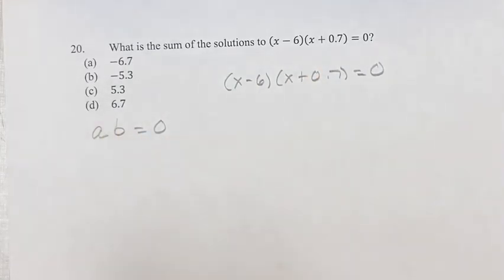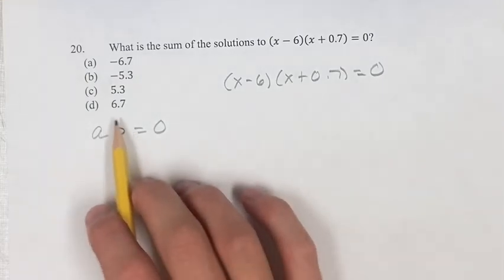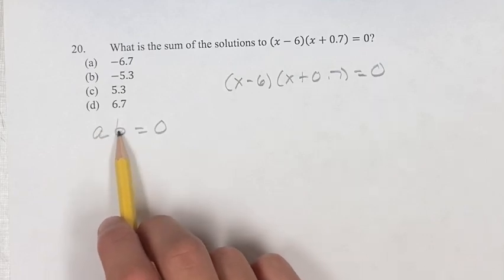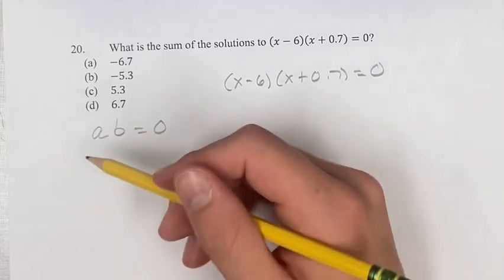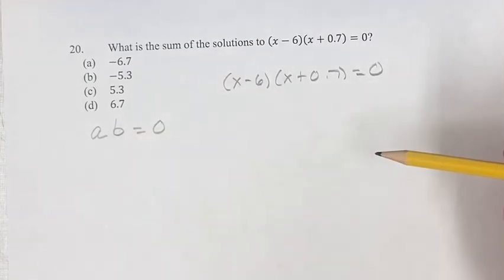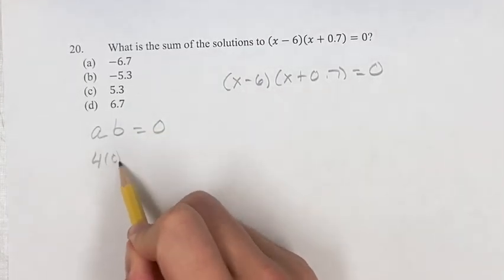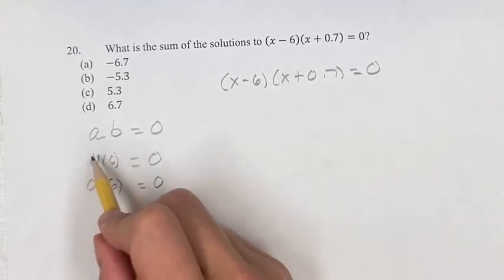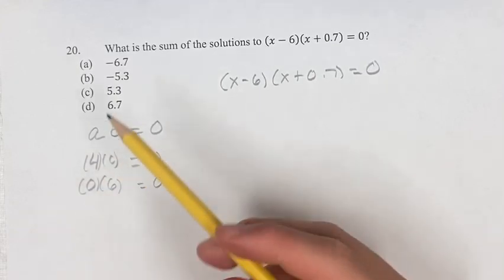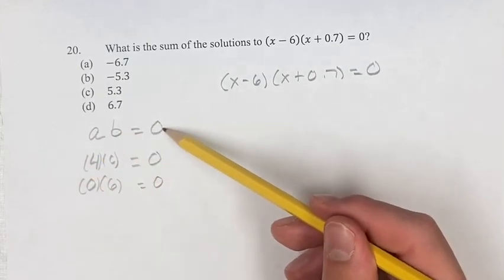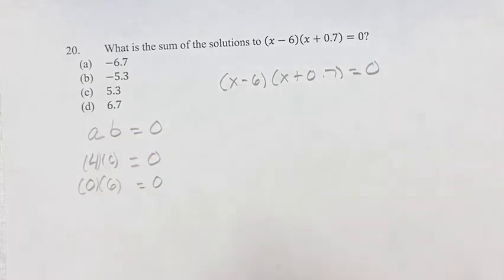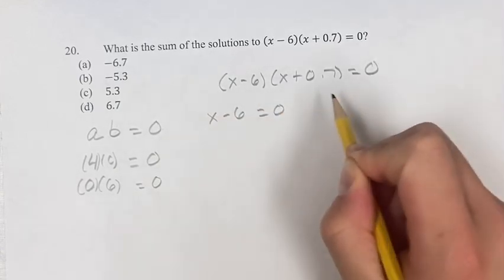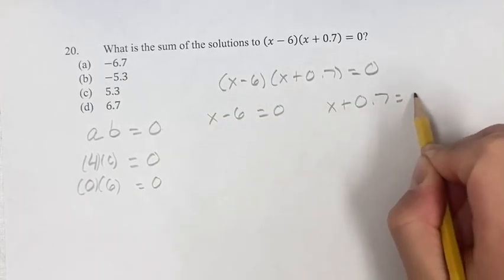It's going to be a little bit easier to think about how we're coming to our solution when we think of it just as a and b. So for these two to have values where they're multiplying to be 0, one of them has to be 0 or the other has to be 0. If you have 4 times 0, that's equal to 0. If you have 0 times 6, that's equal to 0. But one of them has to be equal to 0. There's no way for you to multiply two numbers and get 0 if one of them is non-zero. So in this situation, we know x minus 6 must be equal to 0, or x plus 0.7 is equal to 0.